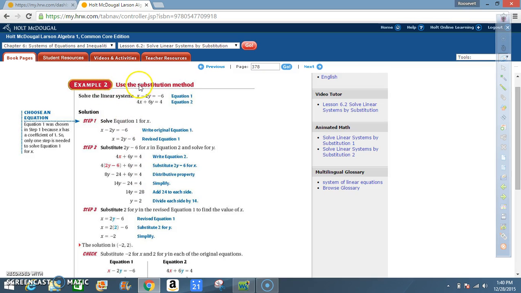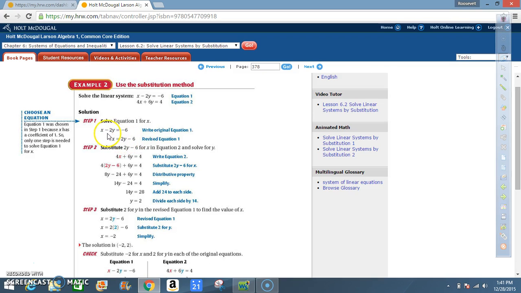Example 2. Use the substitution method. Solve the linear system x - 2y = -6 and 4x + 6y = 4. Solution. Step 1. Solve equation 1 for x. So I get x - 2y = -6. When solved for x, I end up with x = 2y - 6.